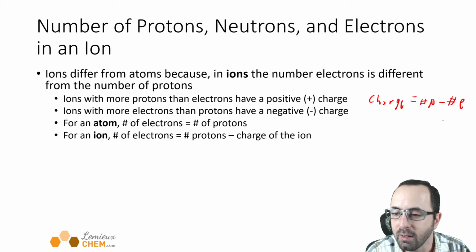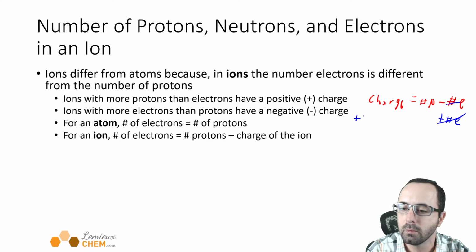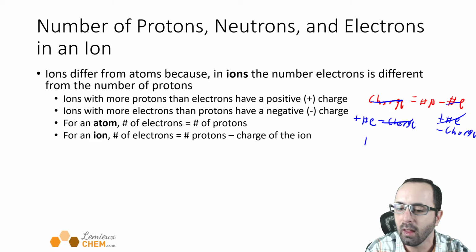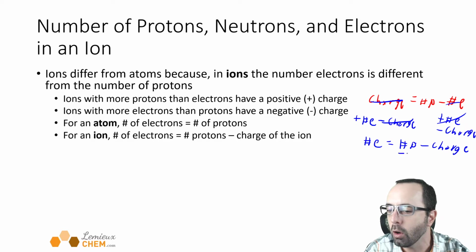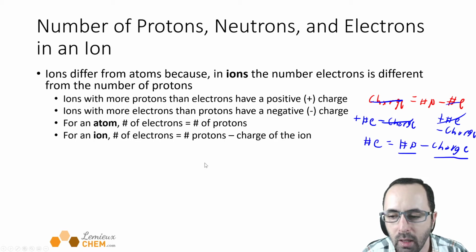So if we rearrange this algebraically, we can add the number of electrons to both sides. That will cancel this. And we can subtract the charge here. And so this charge cancels on this side. And we get that the number of electrons equals the number of protons minus the charge. So that is a way that if you have the atom, or the ion, you'll know how many protons, and you'll also be given the charge, so you can figure out the number of electrons.